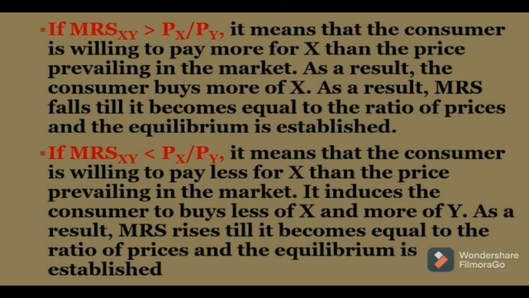Now, in the same way we can understand the opposite case, that is, MRS is less than the ratio of Px and Py. It means that the consumer is willing to pay less for X than the price prevailing in the market. So it induces the consumer to buy less of X and more of Y. So what will be the effect on MRS? MRS rises till it becomes equal to the ratio of prices and the equilibrium is again established. So this is how the consumer can restore the equilibrium in these two different cases.